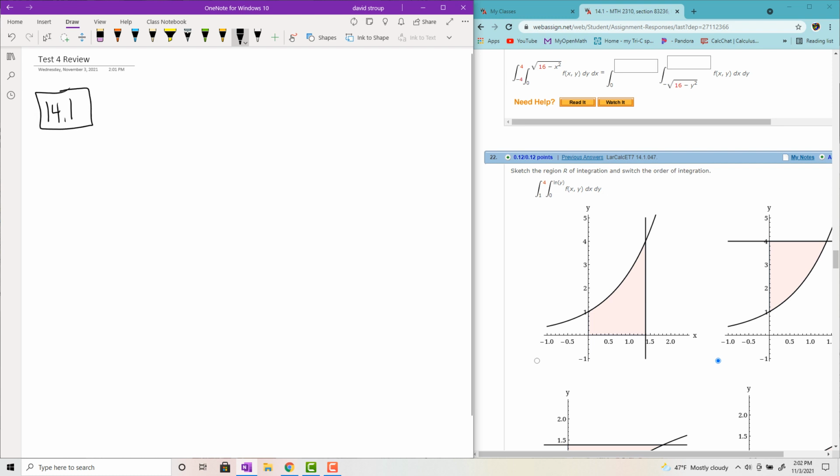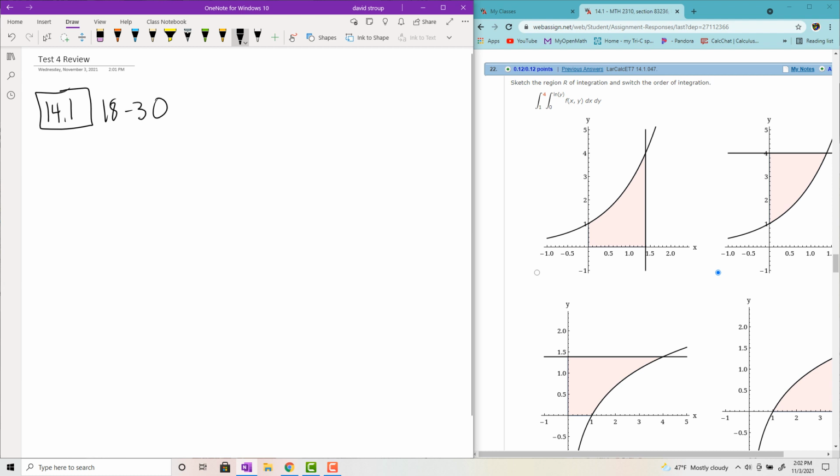So for 14.1, I'm looking at WebAssign problems like 18 to 30. So 1 to 17 is basically can you do a double integral, and then the rest were kind of like set up your integral with a change of order and do a sketch and evaluate. Some just have you set it up, like number 22. I think I'm going to look at that one first.